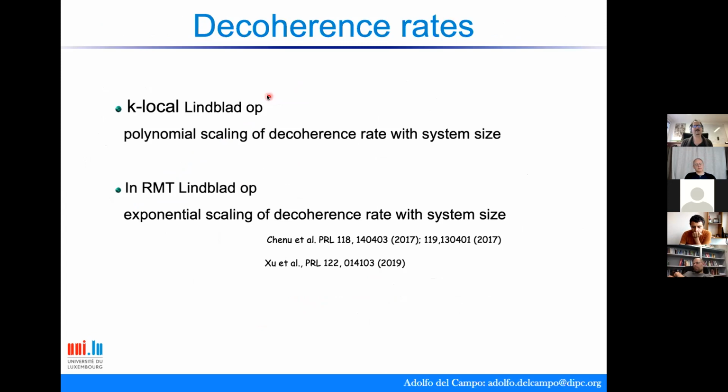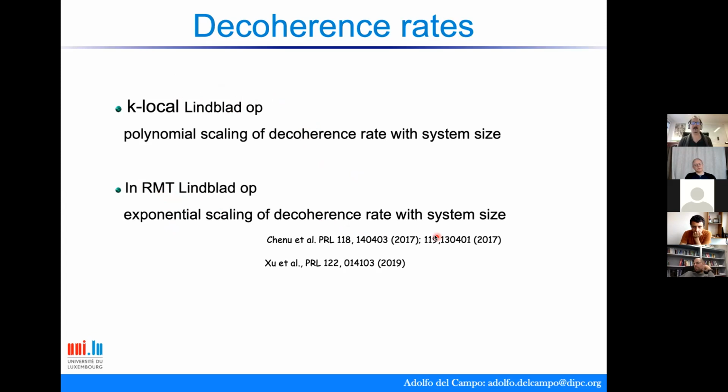Good. So this is a story I wanted to tell you, in which we have considered the effect of having dephasing at the level of K-local Lindbladian operators and how this gave rise to a polynomial suppression of the decoherence time with the system size. By contrast, we consider full-rank dephasing operators, like in random matrix theory. This gave rise to an exponential suppression of the decoherence time with the system size. So in the thermodynamic limit, this will give you vanishing coherences, you know, like immediately.